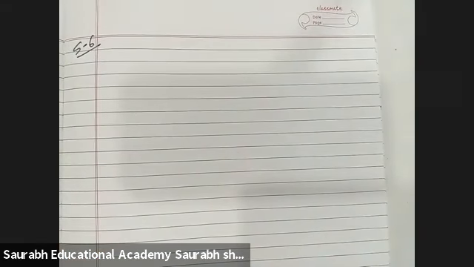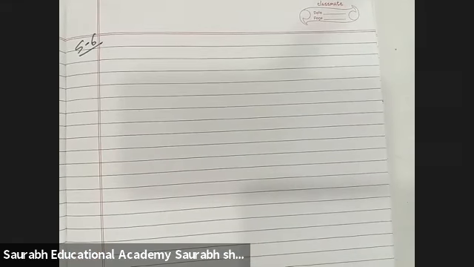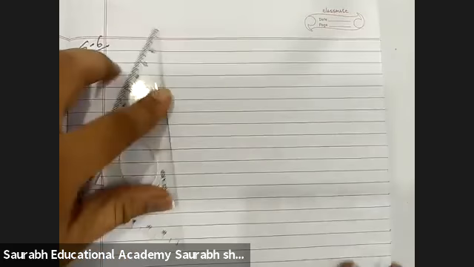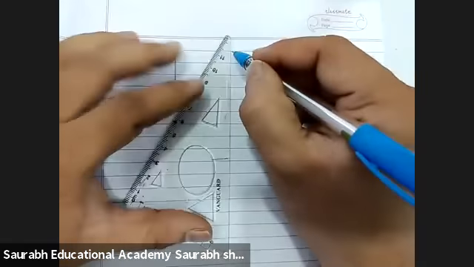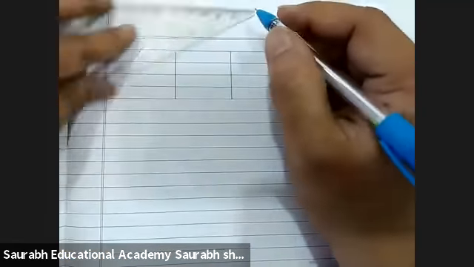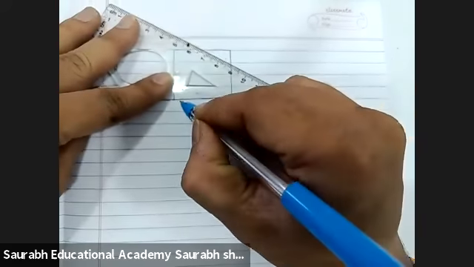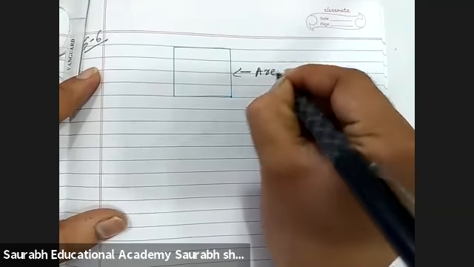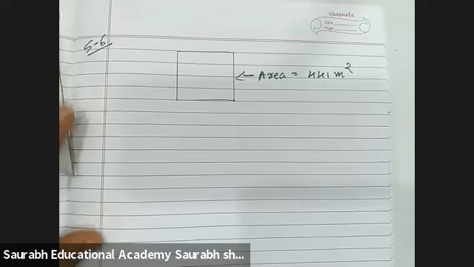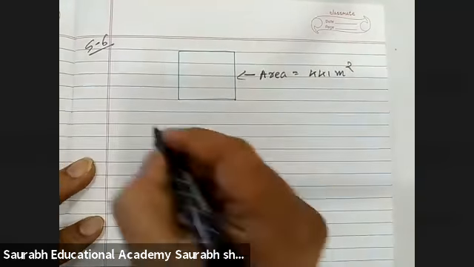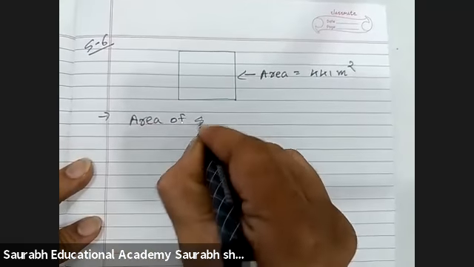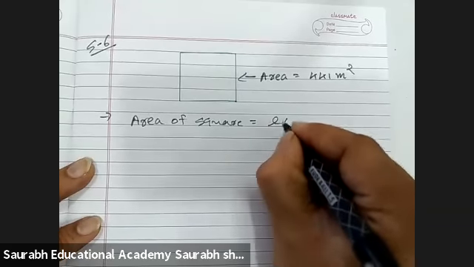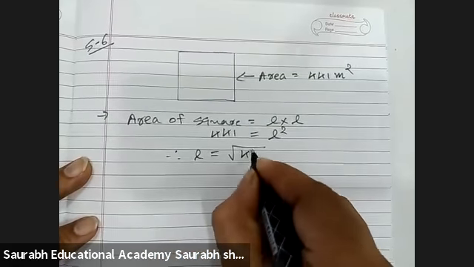Find the length of the side of a square whose area is 441. Now this is a square whose area is 441 meter square. Now you all know the area of a square is equal to L into L. Right, L square, very good. Therefore, L is equal to root 441.